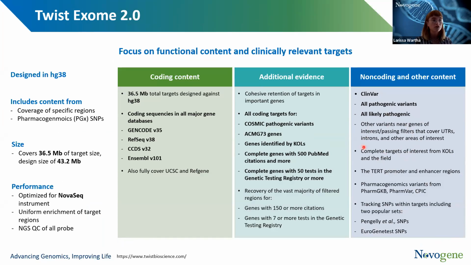So you can also look at all of these non-coding regions, including the TERT promoter, which, for example, is not covered by the Agilent V6 version. So you have all these different regions or contents which can be analyzed, which basically summarize a lot of different kits all into one.